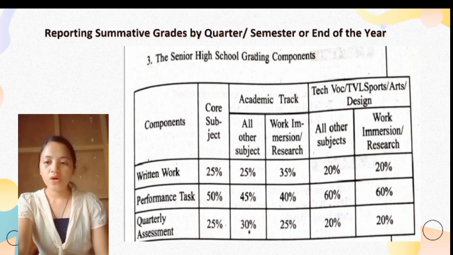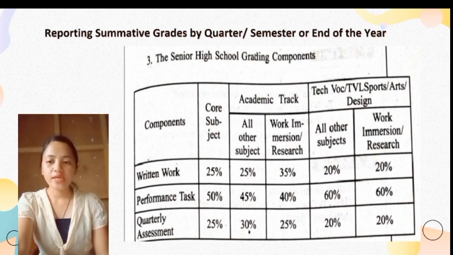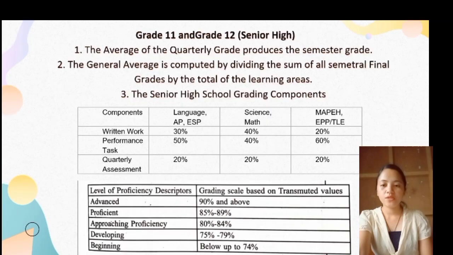And now let's go to reporting summative grades by quarter or semester or end of the year. We have here the interpretation of the numerical values for all subject areas is based on the minimum initial grade of 60, and this minimum grade of 60 is transmuted into an equivalent of 75 in the report card. The numerical grades are described in the different levels of proficiency and the different competencies set in the subject areas. We have here the table.